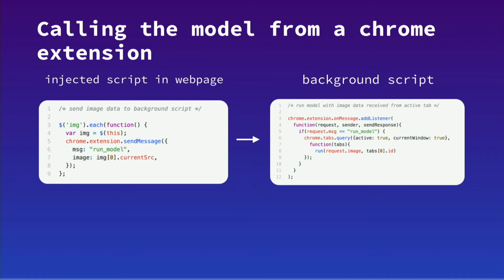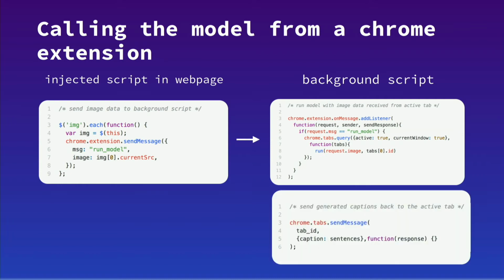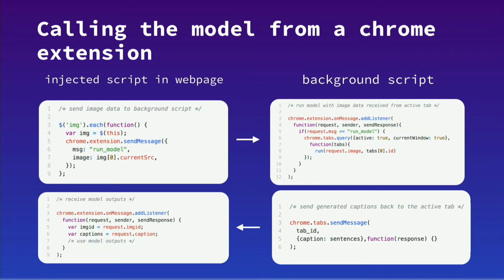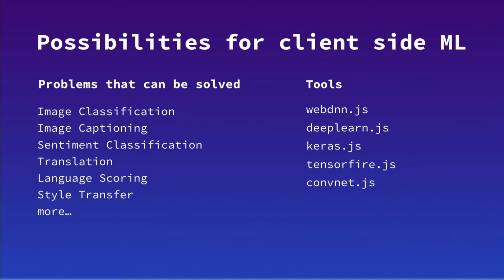It then takes the image and calls this function run with the image and the tab ID that called the background script. The image is then passed through the model, so it calls the load models and run inference functions. Once we have an output caption, we can send it back to the content script along with the tab ID, so it knows which tab to send it back to. And the content script has another listener, which can then take the caption, and then you can do whatever you want with it on the browser, on the front end.